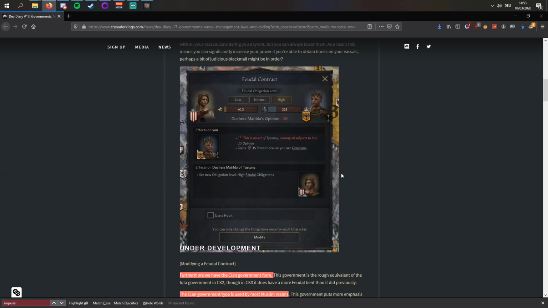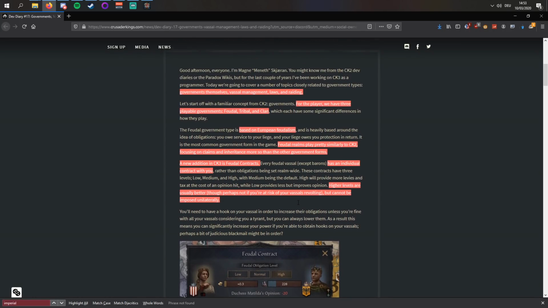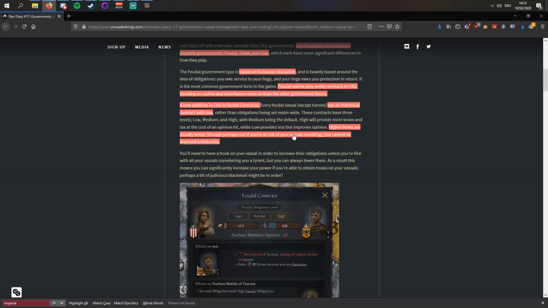I'm hoping that as a vassal you can also renegotiate your own contract by going to your king and saying, either I have a hook on you, or you're going to do this right now because you are weak and are risking a civil war otherwise. I'm hoping that it is a two-sided affair. That would be very cool, but the entire idea of this is a huge step forward.